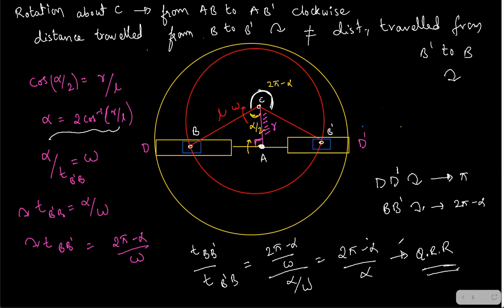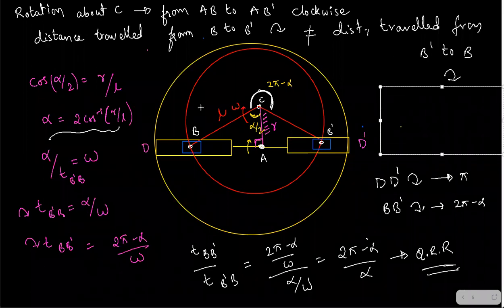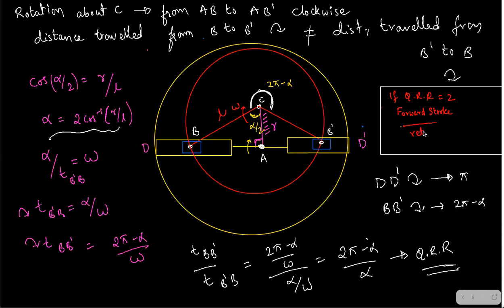Immediately you are going to get the quick return ratio answer. It means, for example, this is just an example, just carefully listen. If you got QRR equal to 2, the meaning is that forward stroke by return stroke is equal to 2. It means forward stroke will be taking 2 times the time of return stroke.